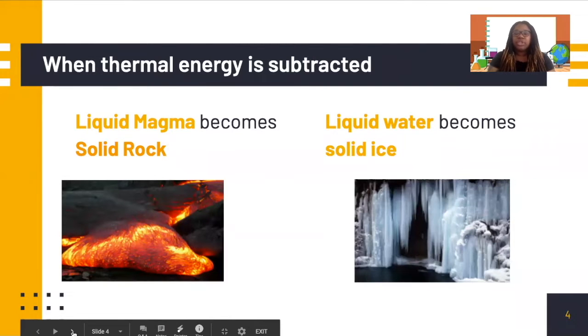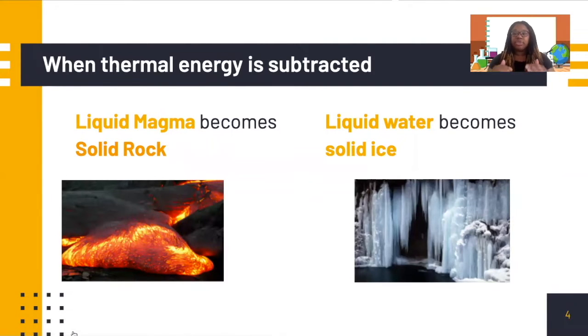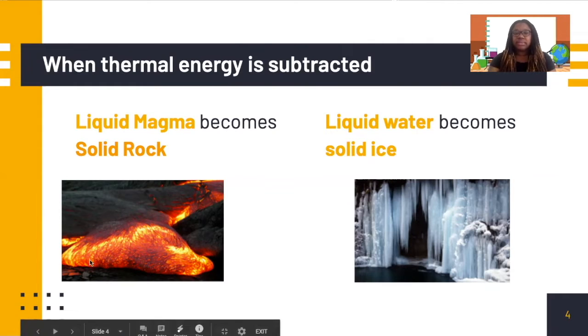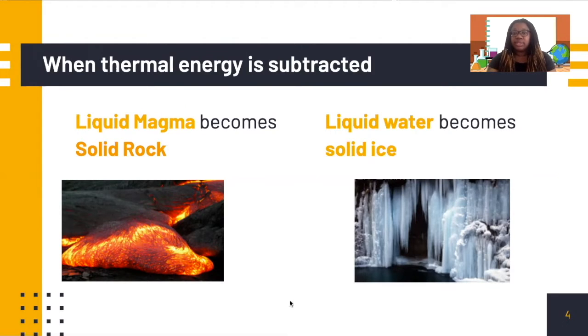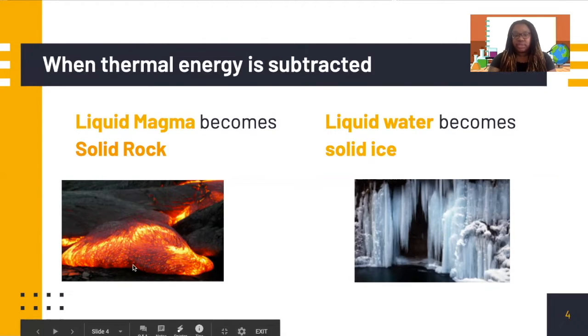So when thermal energy is subtracted, that means that the temperature is lowering. All right, so if a volcano erupts and liquid magma is everywhere, as it cools down, it becomes solid rock. And liquid water, when it gets really cold, it turns into solid ice. And as you can see, here's our liquid magma turning into a rock and our water turning into solid ice.